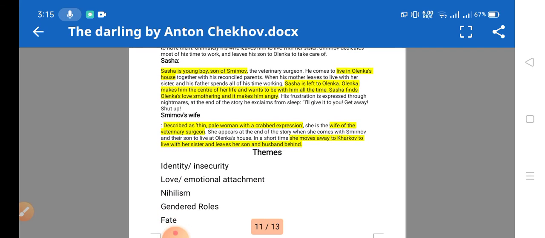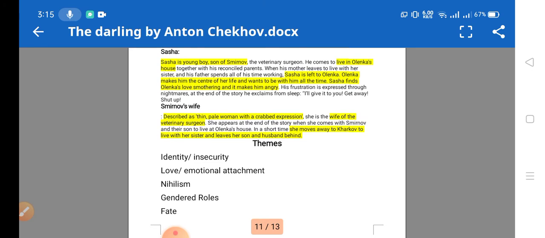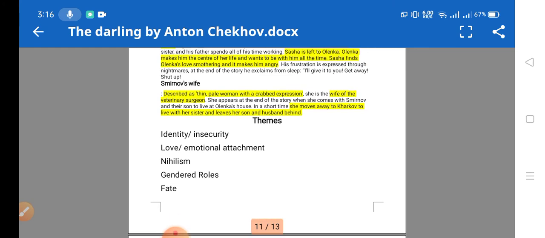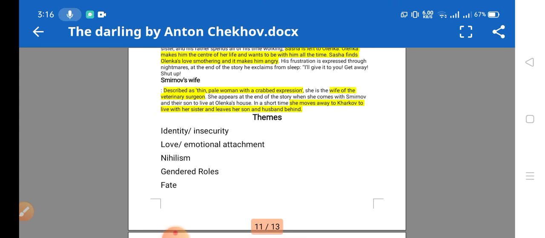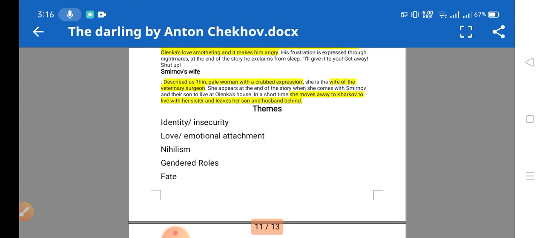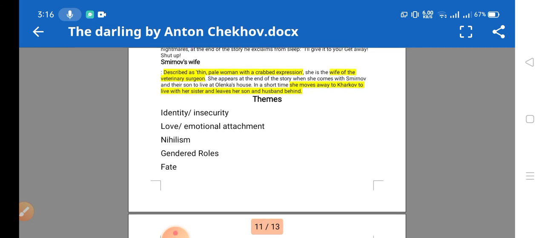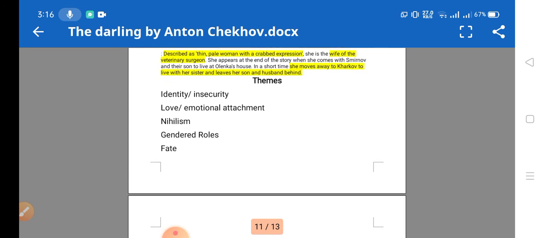He lives in Olenka's house, and Sasha is left to Olenka. Olenka makes him the center of her life and wants to be with him all the time. Sasha finds Olenka's love smothering, and it makes him angry and offended. And Ledema's wife is described as a thin, pale woman with a crepe expression, and she moves away to Kharkov to live with her sister and leaves her son and husband behind.